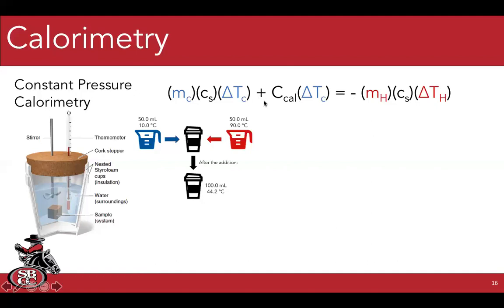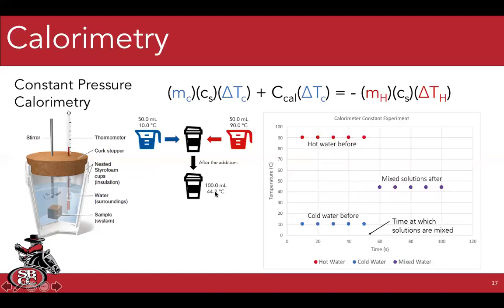So we have some information about delta T cold. And then we're going to add at the same time 50 mils, 50 grams, of water that's 90 degrees C. We're going to mix those at the same time. And then at the end, we have 100 mils of water that's 44.2 degrees C. So this would be our final temperature. Graphically, you don't have to do a graph tonight. I did one for you, so don't worry about that.